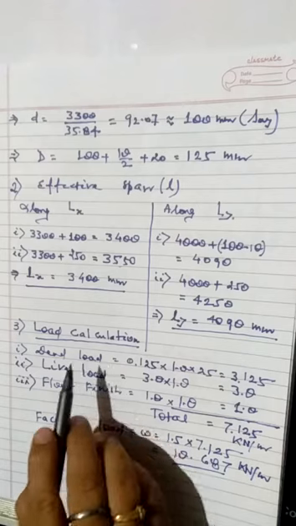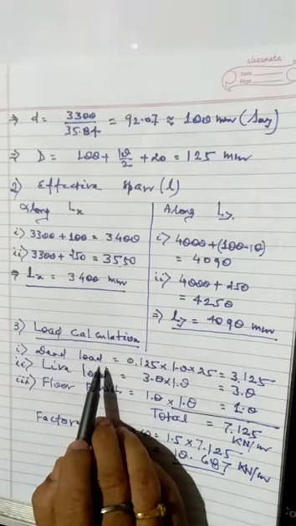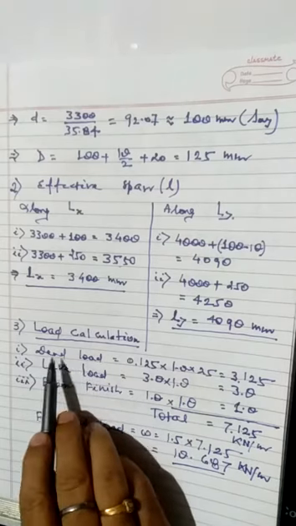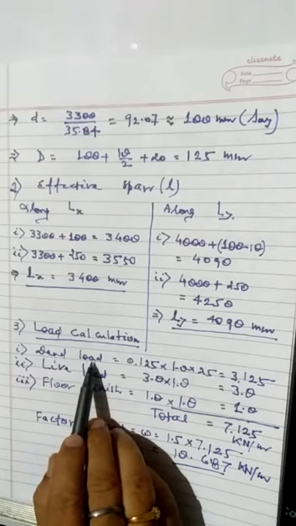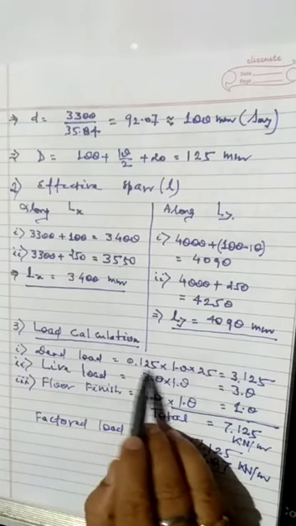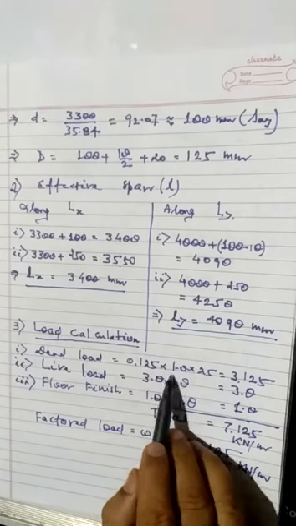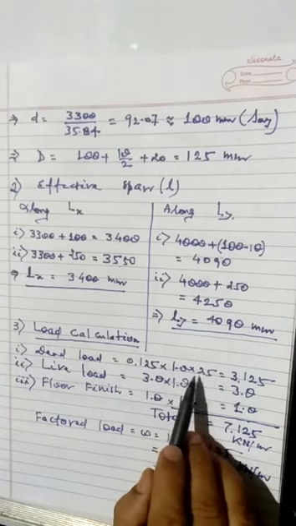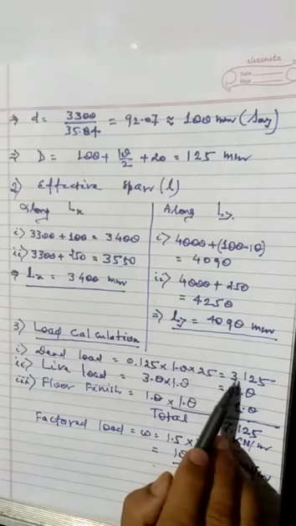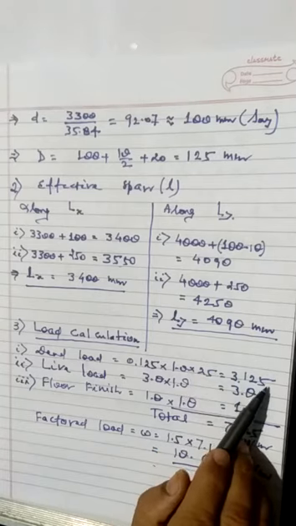Now the third step is load calculation. So in the problem we have been given only live load. So from here we can first calculate the dead load, the self weight of the slab, that is the total thickness of the slab, depth of the slab 0.125 in meter, into the design width 1 meter we take, multiplied with density of concrete 25, that is 3.125 kilonewton per meter.